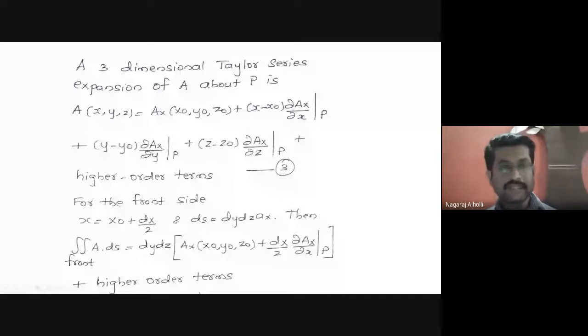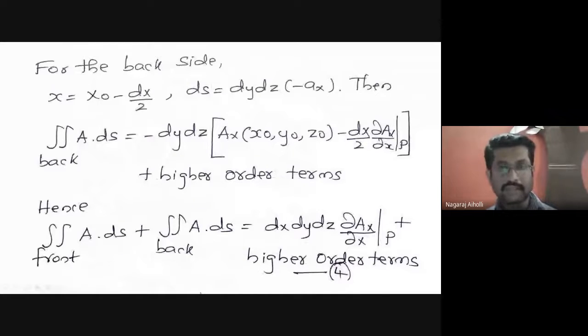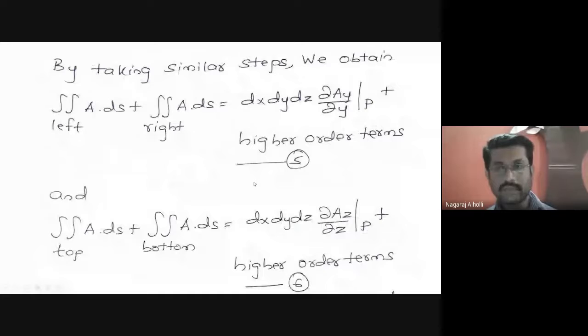Similarly, for the back surface, it will be x is equal to x naught minus dx by 2, and ds is equal to dy dz into minus ax, because it's the opposite side. Then for the back surface, A dot ds is equal to minus dy dz into ax of (x naught, y naught, z naught) minus dx by 2, because x minus x naught will be minus dx by 2, into dou ax by dou x at the point P, plus higher order terms. Then taking front surface plus back surface, we get dx dy dz common into dou ax by dou x at the point P, plus higher order terms. Similarly, for the left and right surface, dx dy dz dou ay by dou y at the point P. Then top and bottom surface, dx dy dz dou az by dou z at the point P.